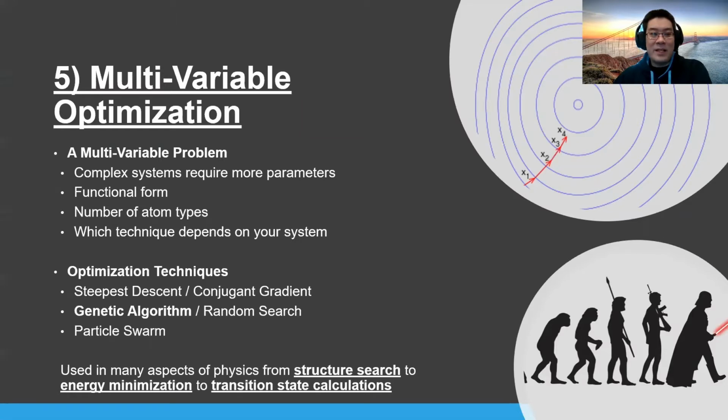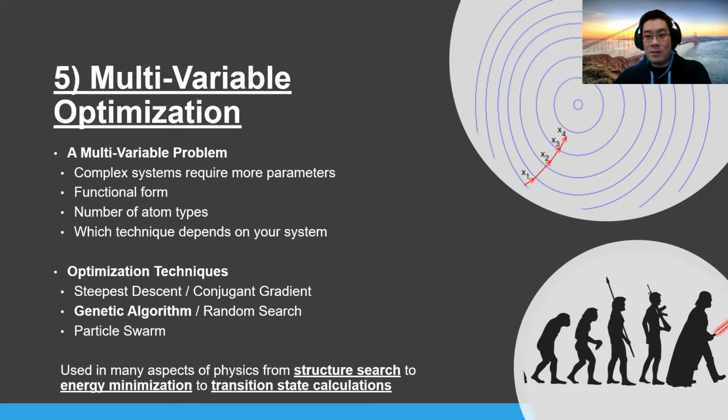So we can very quickly talk first about multivariable optimization as a problem, right? So the more complex your system is, the more parameters you need. So the more atom types, the more different elements you have, or if you need things like electronic structure information in your system, the more parameters you'll have to have. And this will manifest itself in terms of the functional form and the techniques that you'll need to use in order to parameterize your system.